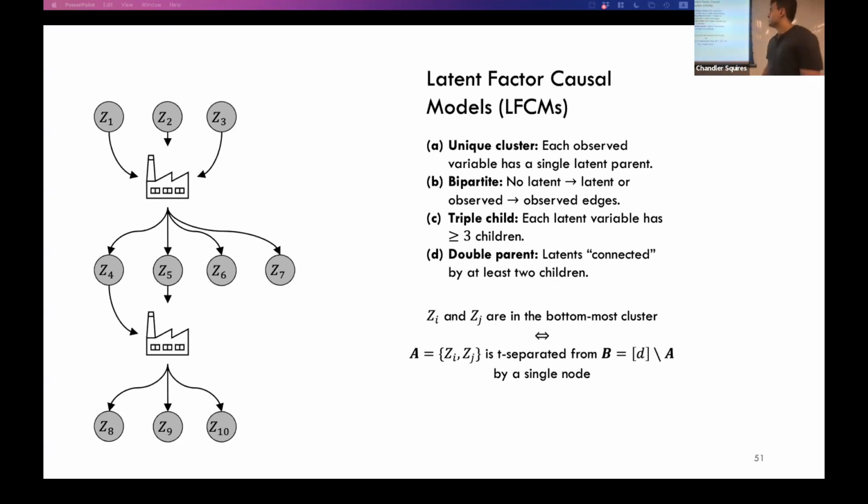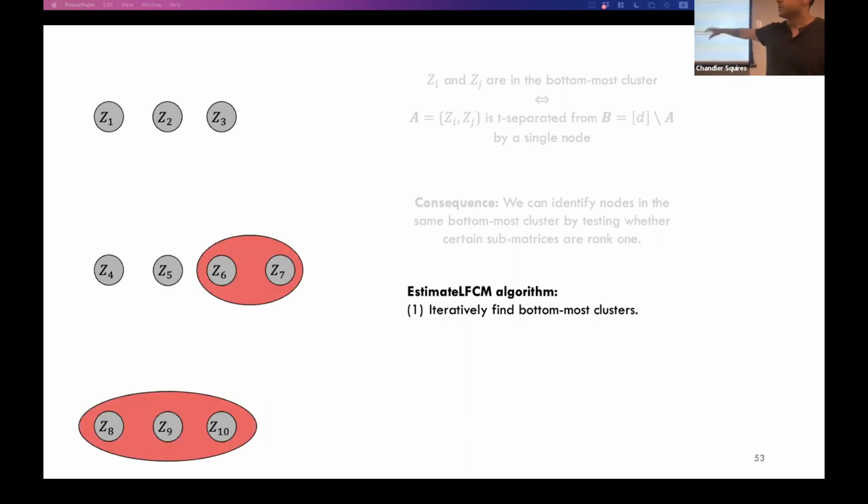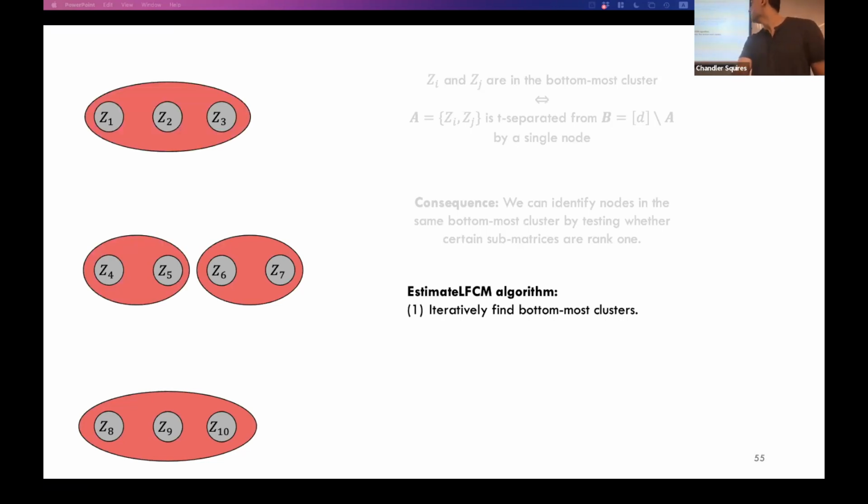So the method works essentially by saying Zi and Zj are going to be in the same bottommost cluster if they're t-separated from all the rest of the nodes by just a single node. And it's an if and only if statement. So then we can use this rank testing to identify them. Basically we find these bottommost clusters, peel those off, forget about them, and look at the marginal covariance matrix when we remove those nodes. We do that again. This is now the bottommost cluster. We do that again. And then the rest of this is basically cleanup.